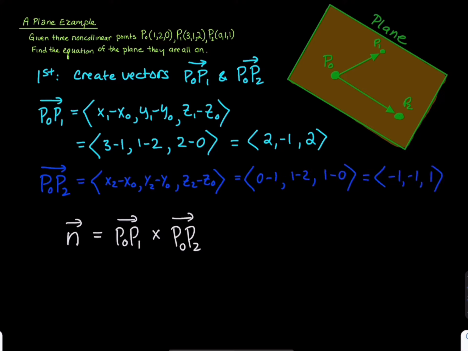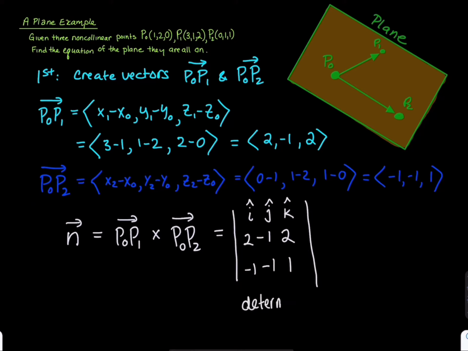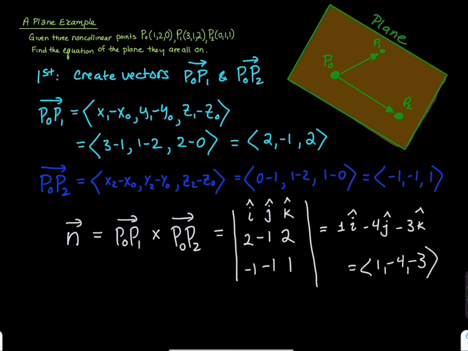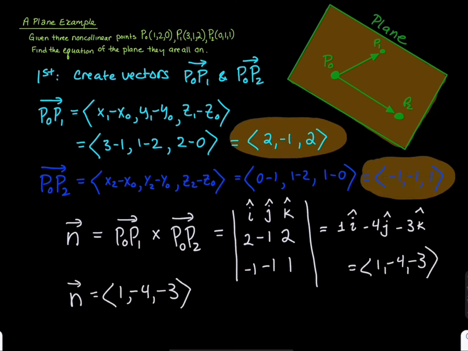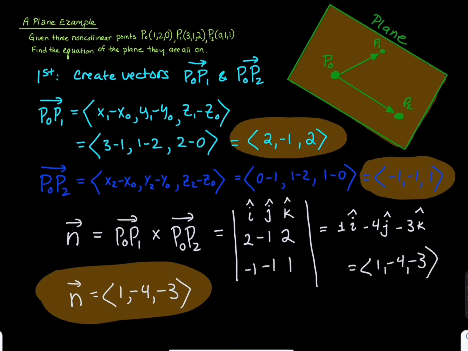Next, to find the normal vector to that plane, we simply find the cross product, and that amounts to taking the 2 vectors we just found with the basis vectors and finding the determinant. The determinant produces a new vector. That vector is a normal vector that points perpendicular to the plane. It points off of the plane.